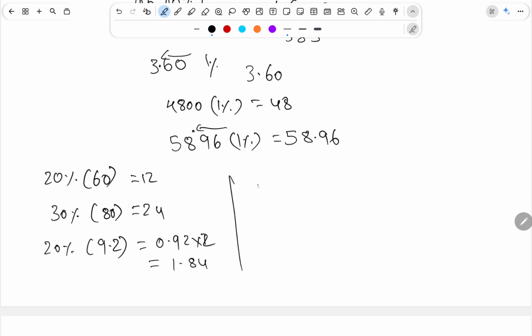Suppose 2% of 4,000. 1% of 4,000 is 40. 2% will be 80. So it helps in doing questions like this.